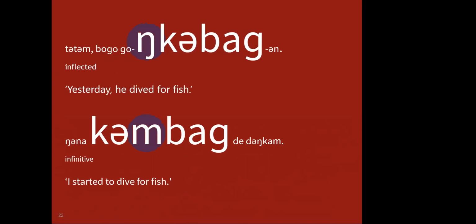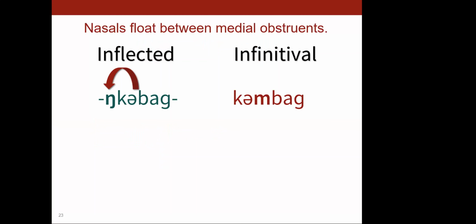So the only difference between the roots in these two contexts is that the nasal sound, this nga that preceded the k in the inflected form, is now a ma that precedes the b in the infinitival form. So we see this alternation. What this alternation does is it showcases the floating nature of the floating nasals. We can take a look at a few more examples.